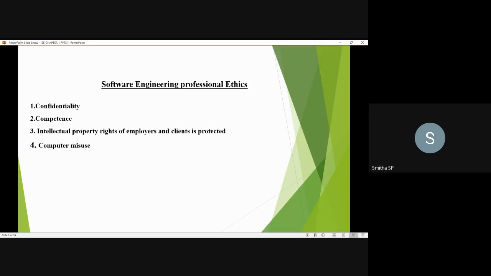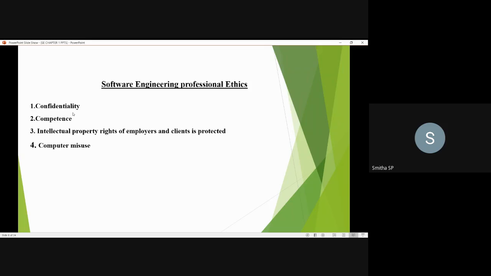In our last session, we discussed some basics of software engineering, and also we learned about the essential attributes of good software. Today, we shall discuss professional ethics of software engineering. Mainly, there are four professional ethics: confidentiality, competence, intellectual property rights of employers and clients is protected, and the fourth one is computer misuse. Now, let us discuss them one by one.